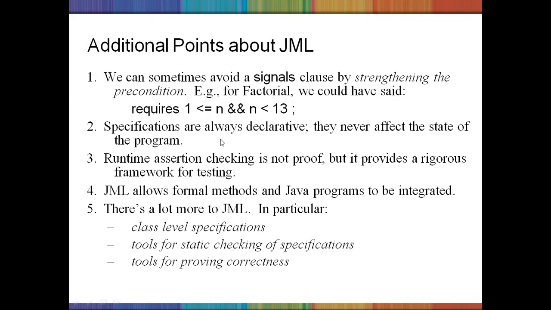Next, specifications are always declarative. They never affect the state of the program. Next, runtime assertion checking is not proof, but it provides a rigorous framework for testing. JML allows formal methods and Java programs to be integrated. For that reason you have to use either jmlc for compiling the Java program, and jmlrac to run the program.